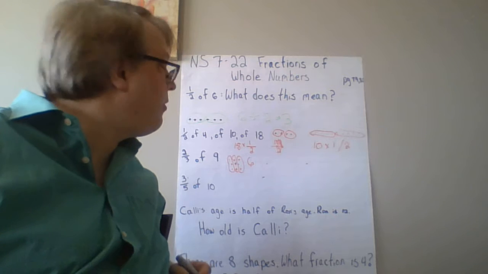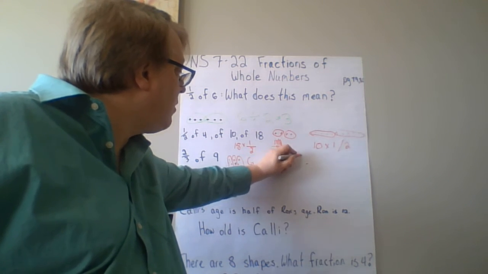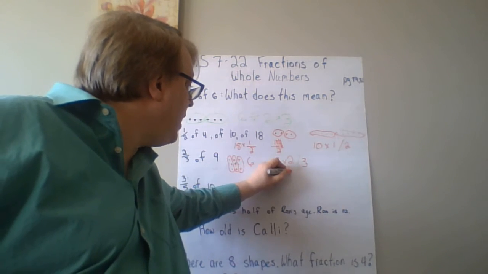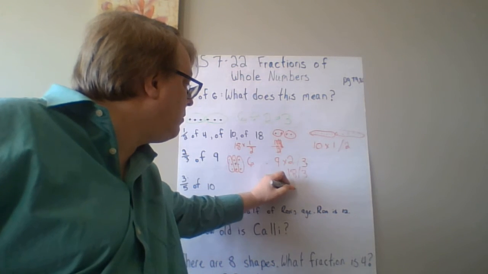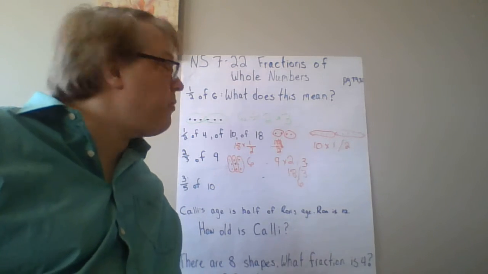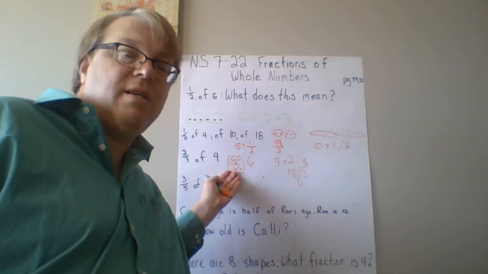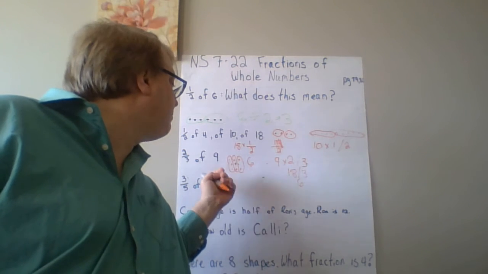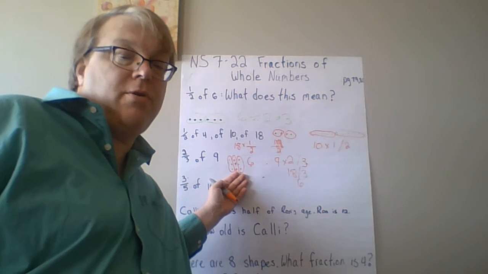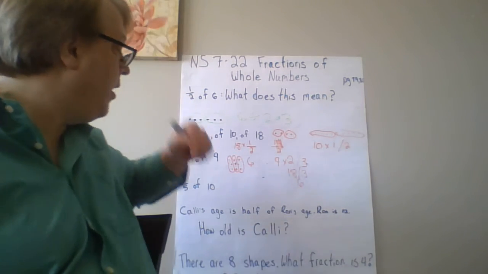Let's do this the arithmetic way. 9 times 2 divided by 3. What's 9 times 2? Well, that's 18. Divided by 3, 18 divided by 3 is 6. Oh, it's the same number, whether we do this with a picture or arithmetically. This is the elementary way of doing it. This is the high school way of doing it. If you still need to use the picture, that's fine. But we're trying to get to the arithmetic way of doing it.